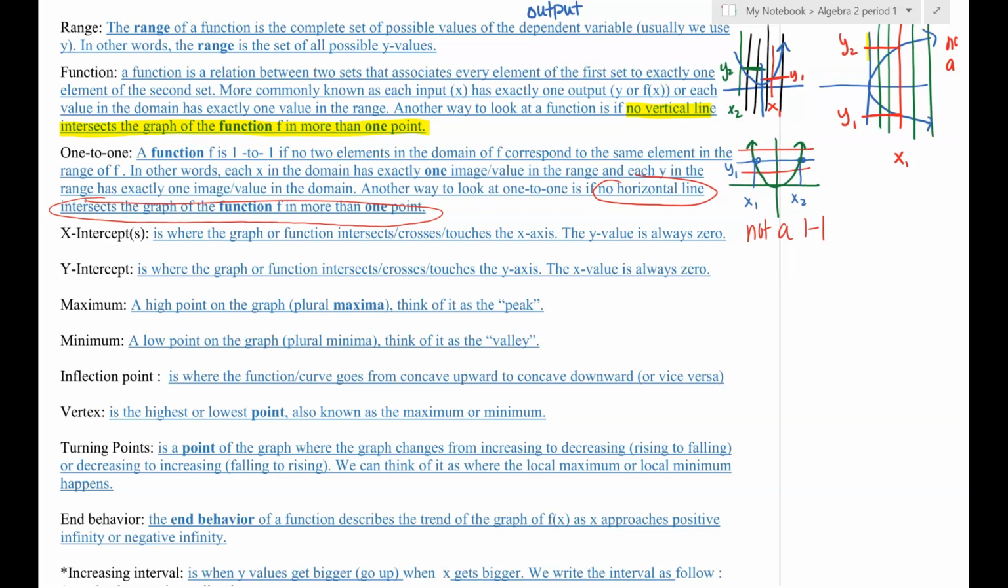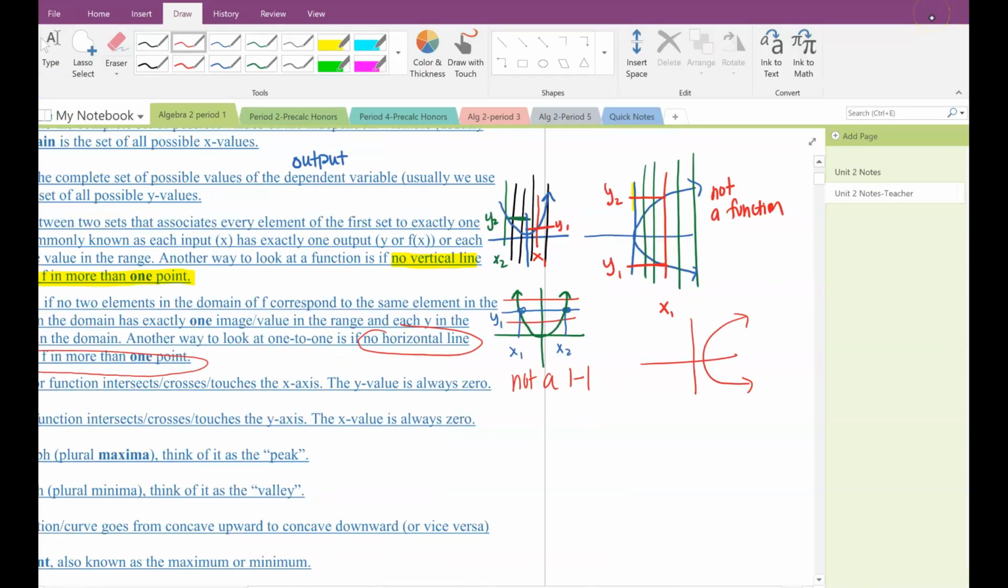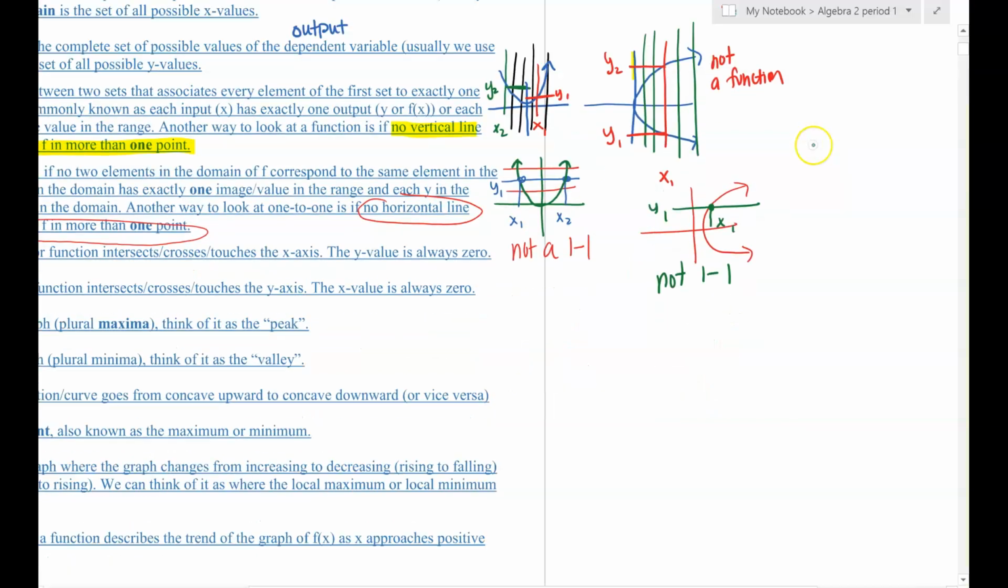Now, how about the sideways parabola that we proved earlier? Earlier we said it's not a function, even though, as you can see now that I'm drawing the horizontal line test, this is y1, would you agree? This y1 only intersected one x place, x1. But it's not a one-to-one because it wasn't even a function in the first place. So if it's not a function, it's not a one-to-one function.